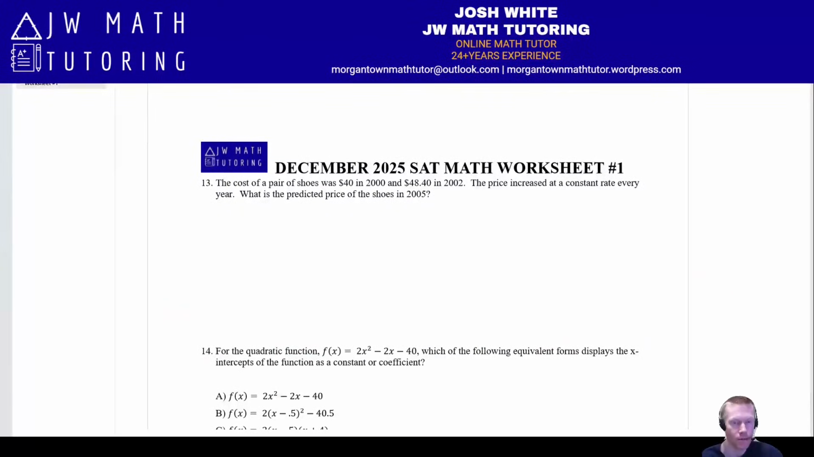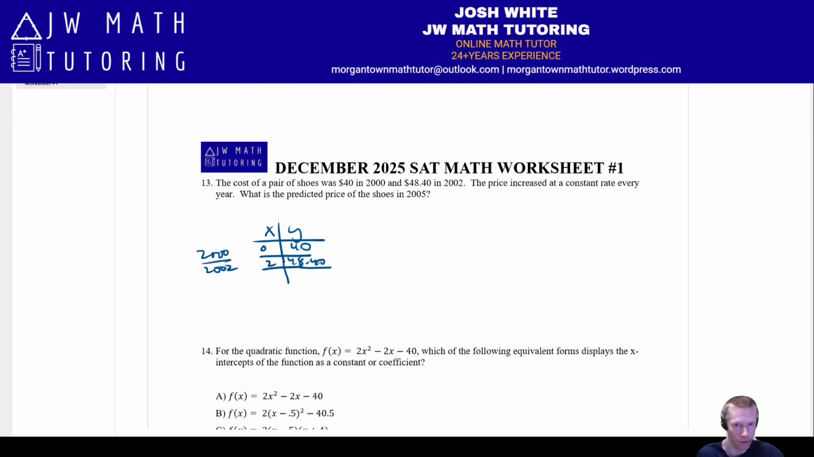Next up, we have question number 13 at the top of the next page, and this problem is really just a basic linear regression, linear function problem. Like essentially what we have going on here is x and y values. The x value, you could use the year, or you could use, for example, the number of years since the year 2000. The y value is just going to be the two prices, $40 and $48.40. So you could either make these like 0 and 2, or you could technically use 2000 and 2002.